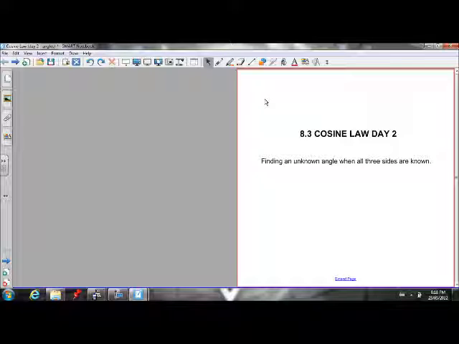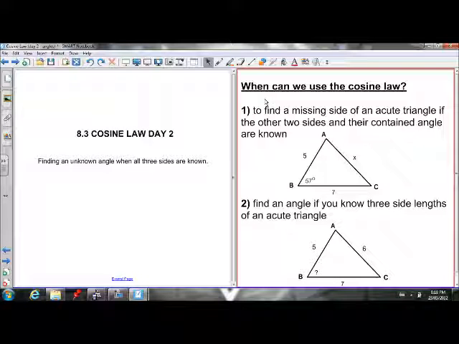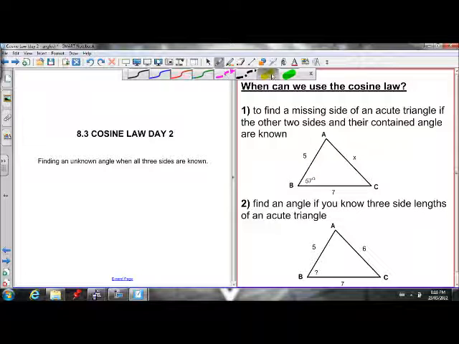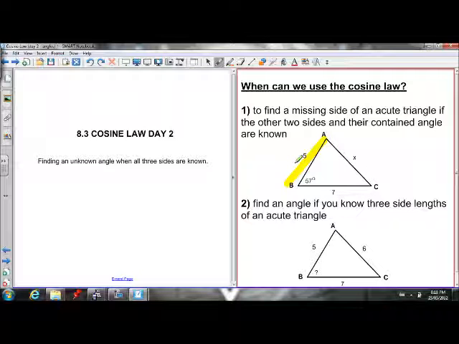Chapter 8 is trigonometry of acute triangles. Previously in Chapter 8, we learned about the sine law, and when we can use it to help us solve for an unknown angle or side in an acute triangle. In our last lesson, we learned how to use the cosine law to solve for an unknown side if you know the other two sides and their contained angle, I can find the third side. We learned that lesson yesterday.